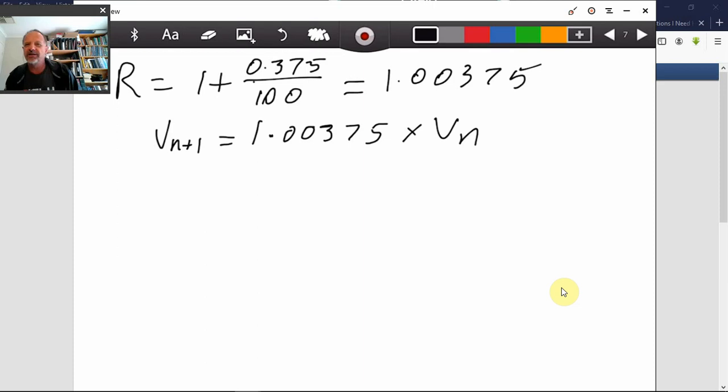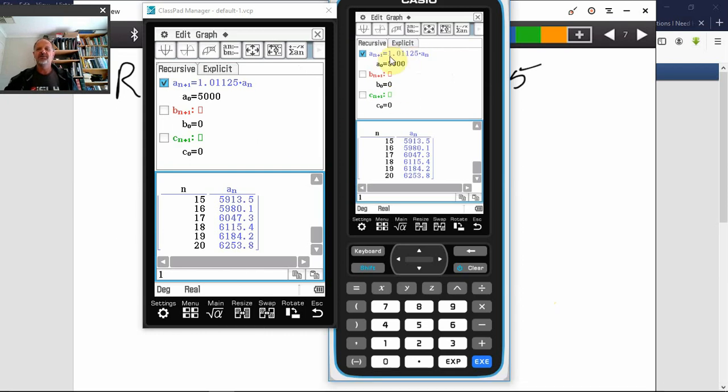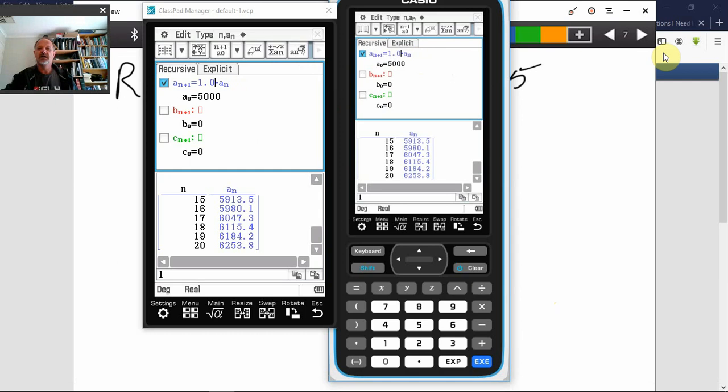And so now we need to go to the calculator. So here we are in our calculator. Up the top here, we need to adjust that. Now it's 1.00375.